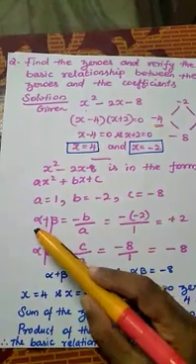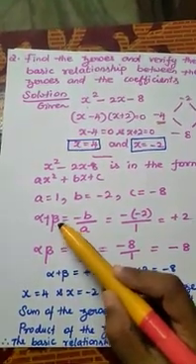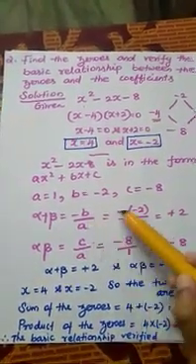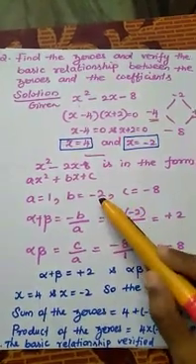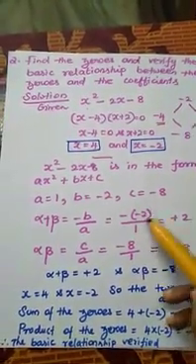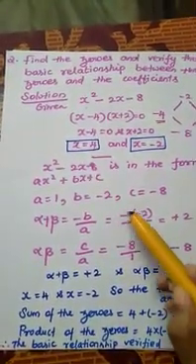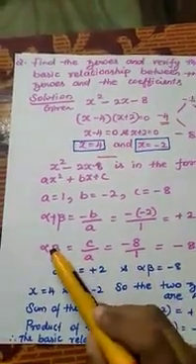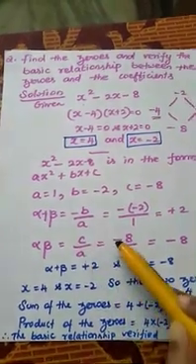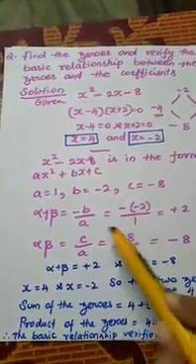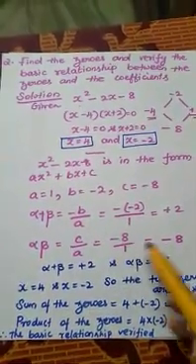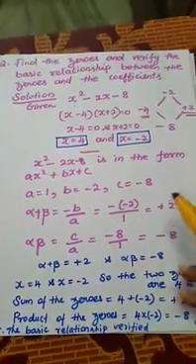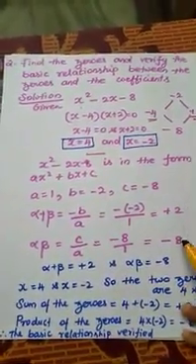What is the formula? Sum of the zeros formula: alpha plus beta equal to minus b by a. So minus of our b value, which is also minus, so minus 2 by a value 1. Minus into minus is plus 2. 2 by 1 is also 2 only. Next alpha into beta equal to c by a. Our c value is minus 8, a value is 1. So minus 8 by 1 equal to minus 8. Actually this is the sum of the zeros and product of the zeros value.